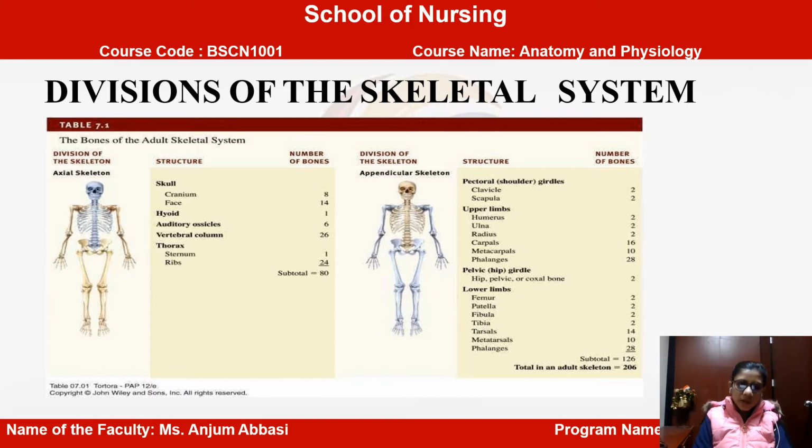So skull, then ear bones, ossicles, then hyoid, after that sternum and ribs on both sides. We can say the axial skeleton is made up of 80 bones. The cranium has 8 bones, then 14 bones are for the face, the hyoid is a single bone, then auditory ossicles, the vertebral column has 26, and then the thorax, sternum plus ribs, is 25. So the total will be 80.